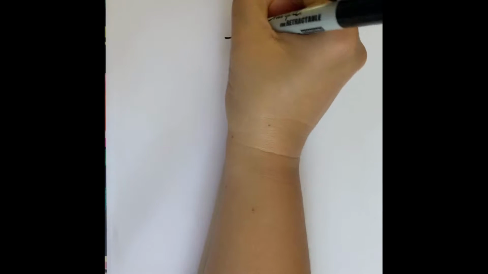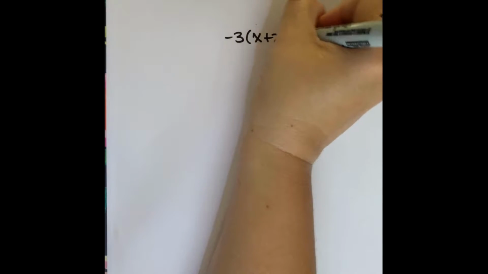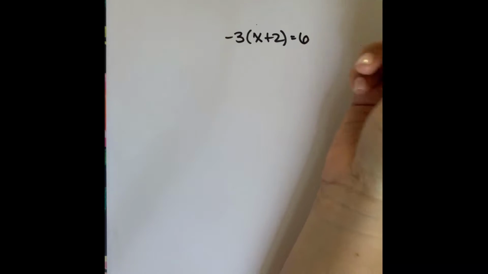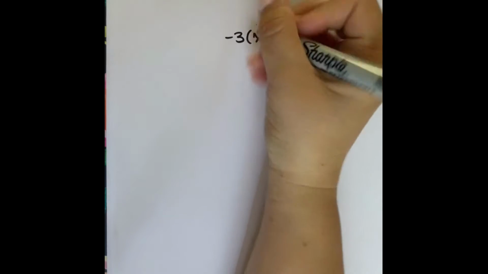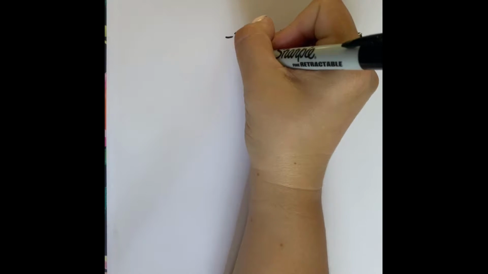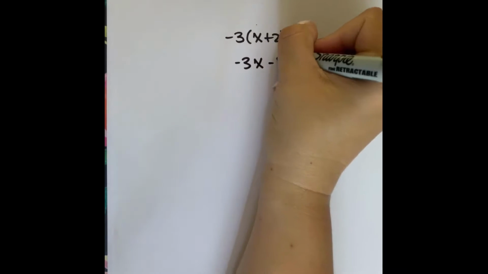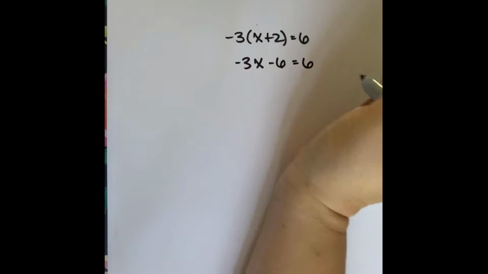All right, so let's use our strategy in order to solve some linear equations. The first one we have is negative 3 times (x plus 2) is equal to 6. According to our strategy, the first thing that we should do is distribute that negative 3 to clear the parentheses. Negative 3x minus 6 is equal to 6.